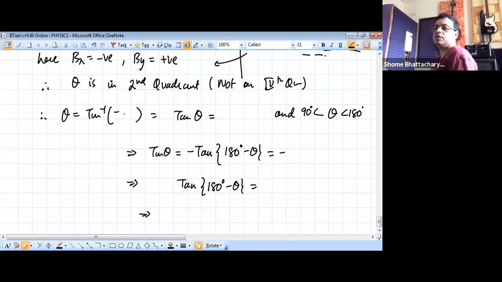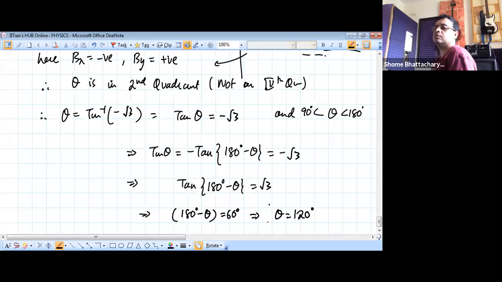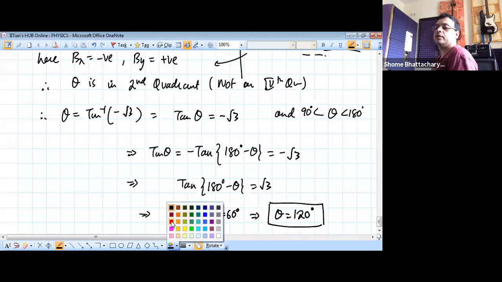Just excuse me while I do that. Okay. So this is root 3. So that is telling me that 180 minus theta is 60 degrees. So that is finally telling me that theta is 120 degrees. So this is the formula that I have to use for the second quadrant.